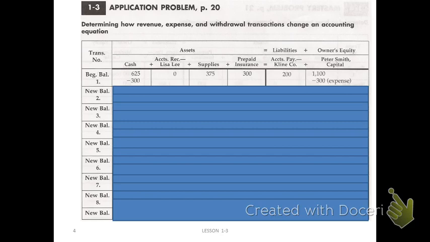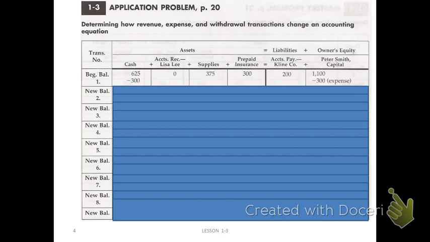Notice that the word expense appears as a title, as a label, and we need to make sure we label everything that affects our capital because we're using this column for multiple reasons: expenses, withdrawals, revenue. We need to remember what the activity itself was. So in this case, expense was the label that needs to be written onto your activity.